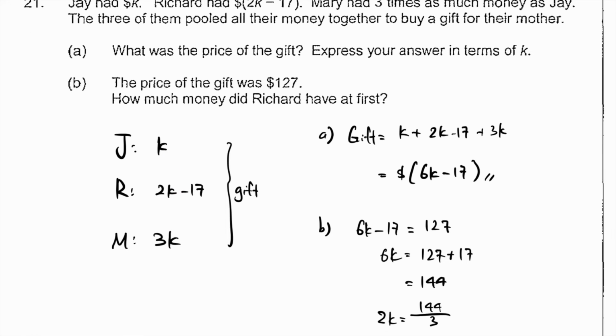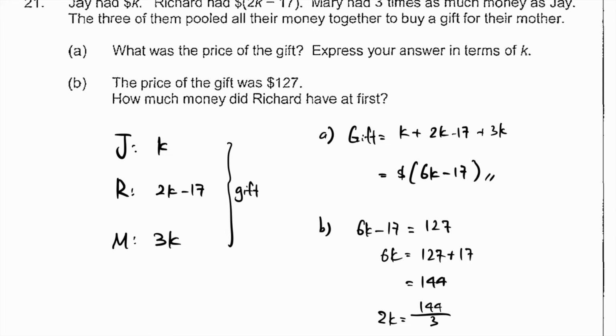So this is basically algebraic expressions. K plus 2K minus 17 plus 3K. That's a total of how many Ks? 3, 4, 5, 6. 6K minus 17. Make sure you write your units down. The price of the gift was 127. That's basically another way of saying this total equals 127, which means we can solve for K.